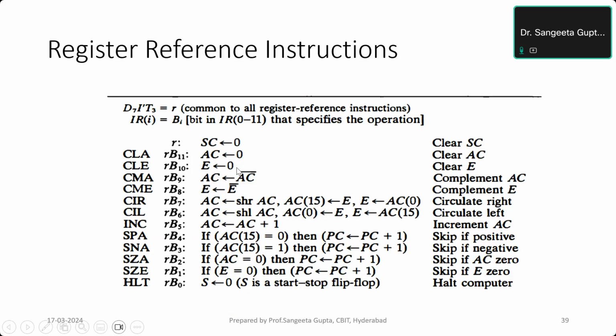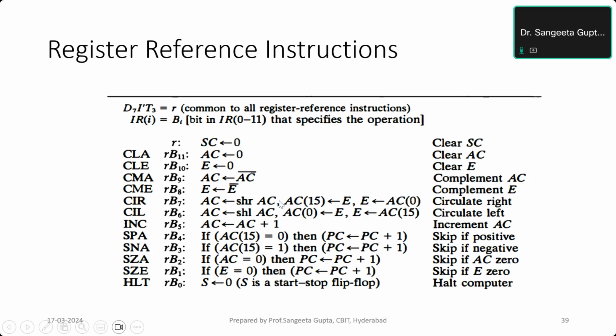Apart from these, the three instructions are taken as clear instructions. We also have the complement operations: complementing the contents of the accumulator and complementing the E flip-flop are taken as complement instructions. In addition to these, we also have the shifting operations, that is, circular left shift and circular right shift.